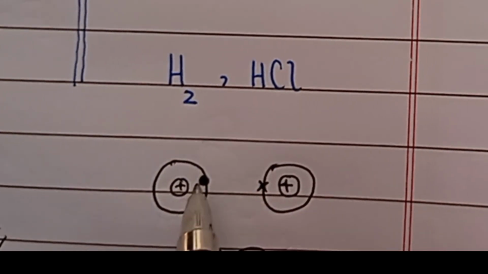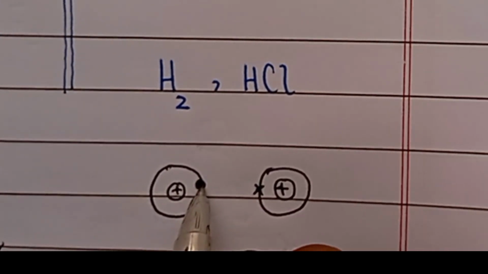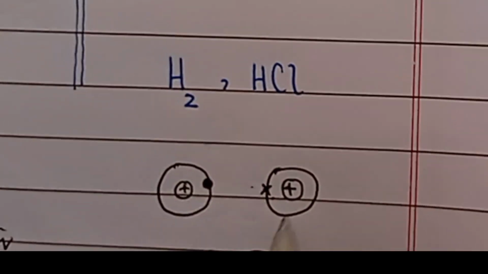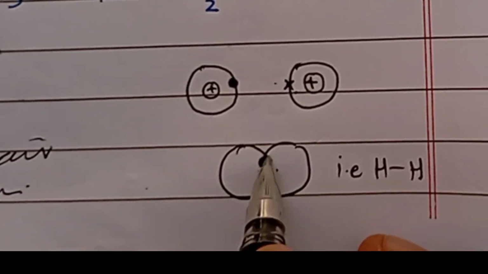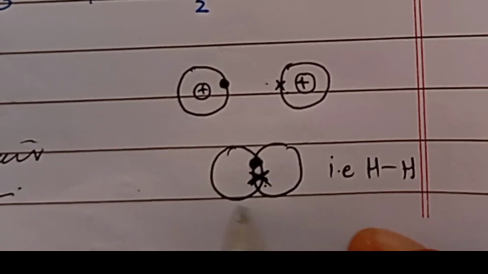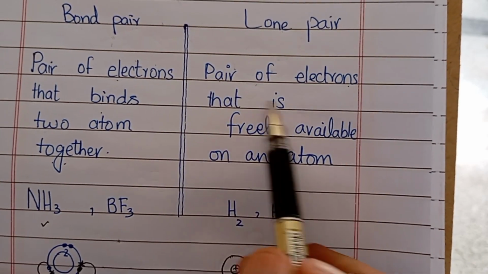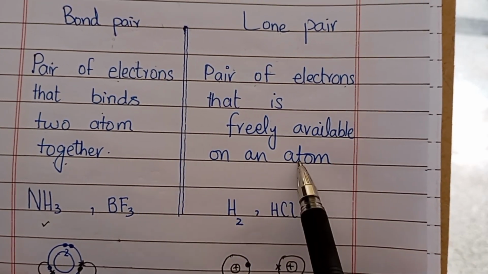Example of H2, that is H having an electron shown by a dot and H having an electron shown by a cross. When they both combine together, they will become a pair of electrons. So there is no lone pair in this example. This is only a bond pair. The lone pair is the pair of electrons that is freely available on an atom.